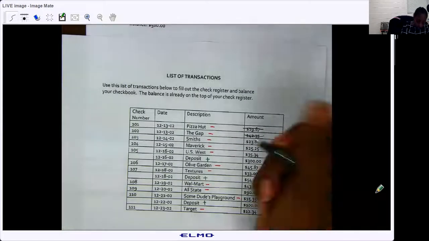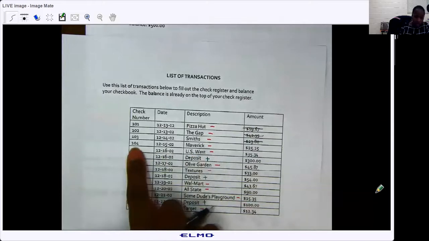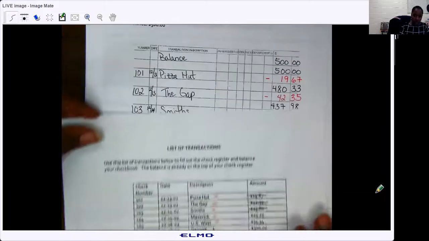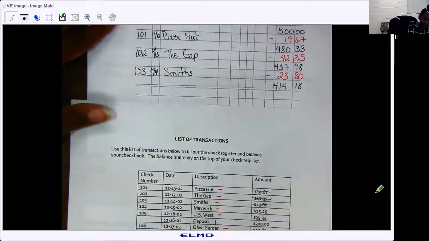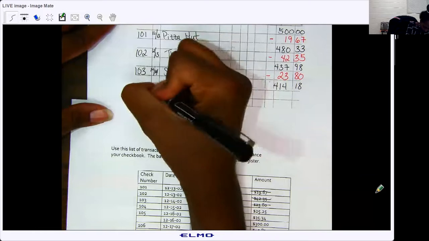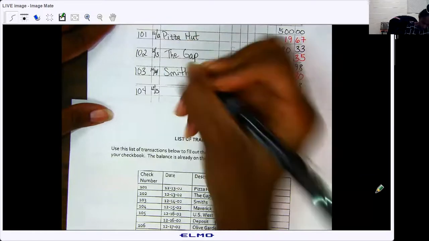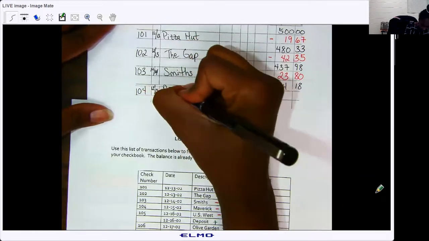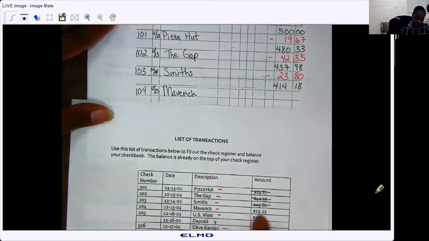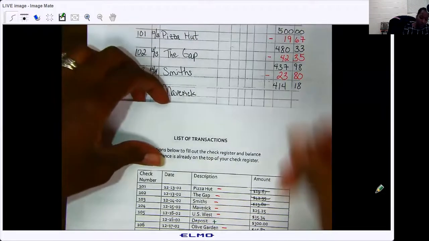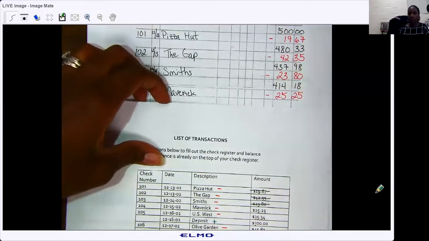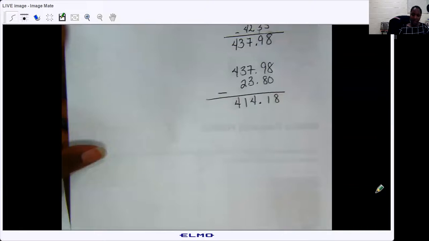Then it looks like we did check 104 on 12/15 at Maverick. So we're going to do 104, and this was on 12/15. And we spent at Maverick. And how much did we spend there? $25.25. Okay. Minus $25.25. Okay, so we'll go back to our scrap paper.